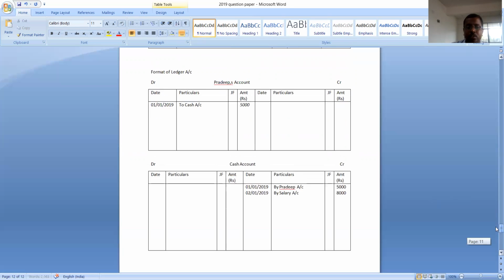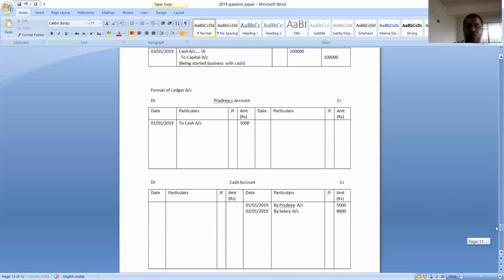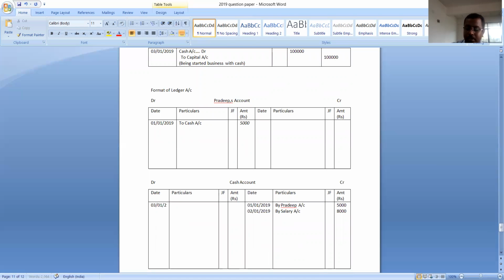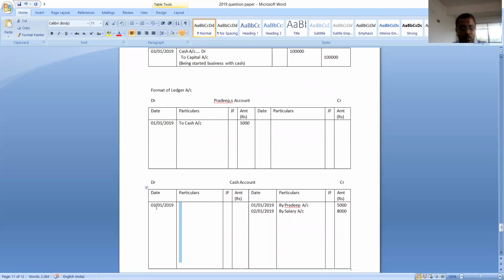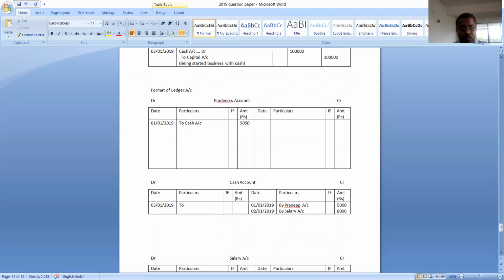What is the journal entry? The journal entry is: cash account debited to capital account. So the cash account is debited. Here is the cash account and it is debited. Move towards the debit side of the cash account. Write the date of the transaction, and in the particulars column, what should you write? You should write the name of the account that is credited using the word called "To". Which account is credited? Capital account is credited. So to capital account. What is the amount of the transaction? It is rupees 1 lakh.